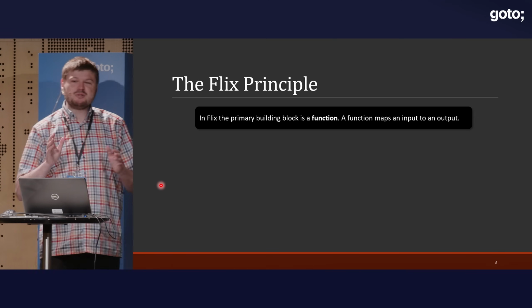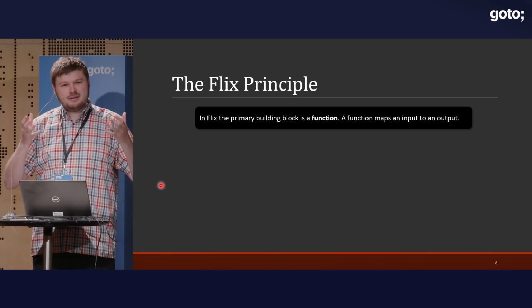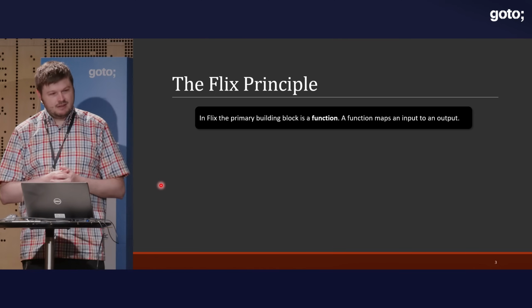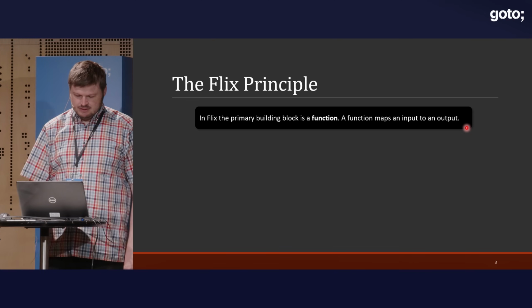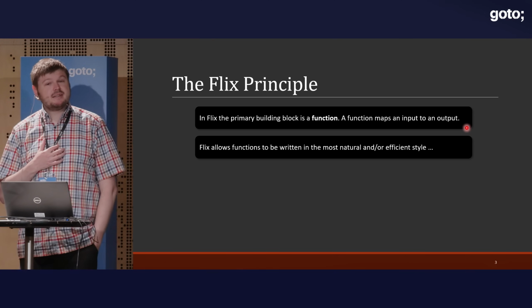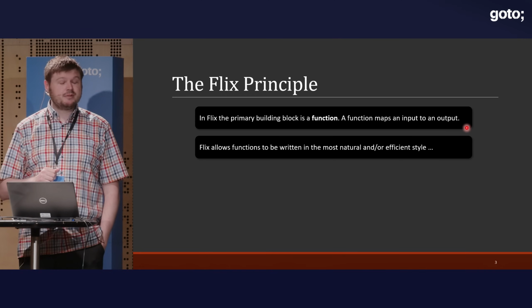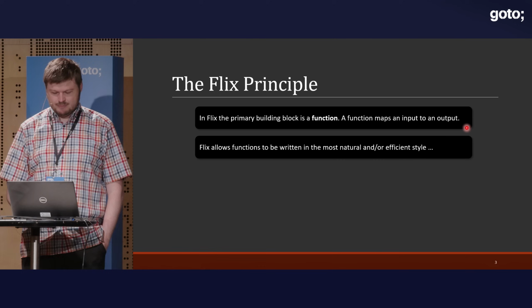If there's one thing you should remember from this talk, though, it is that Flix is a functional language at its core. That means that you write programs by writing functions. And what is a function? It's something that maps an input to an output. Now, what makes Flix special, you could say, is that it allows you to write functions in 3 different ways. You can pick the style that fits you the best.